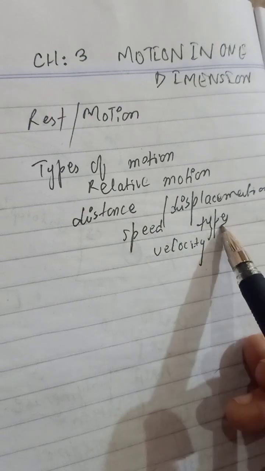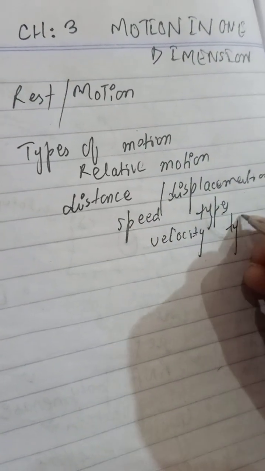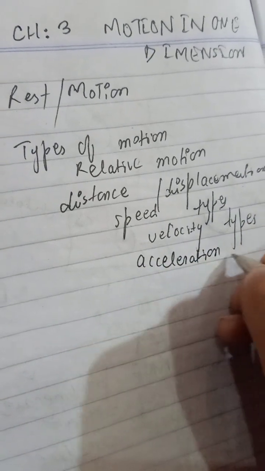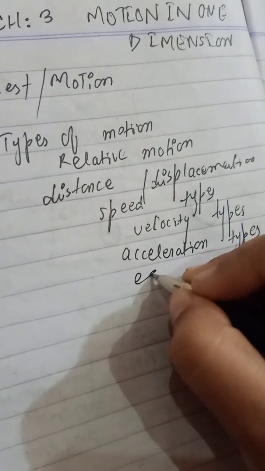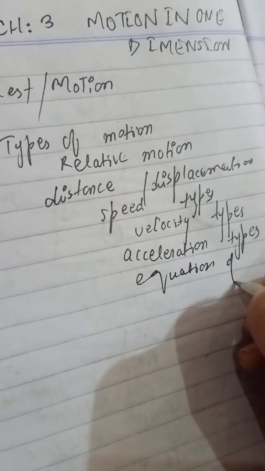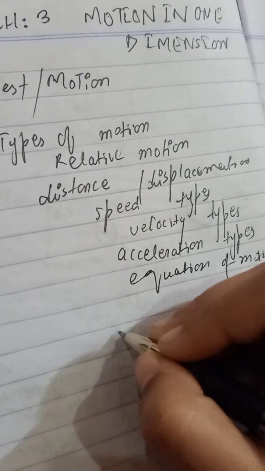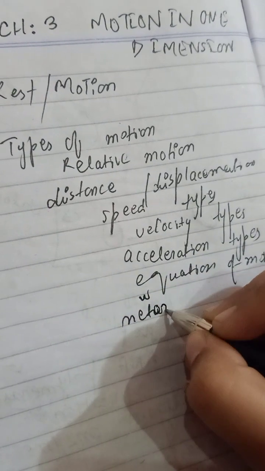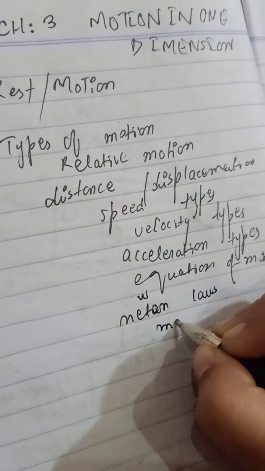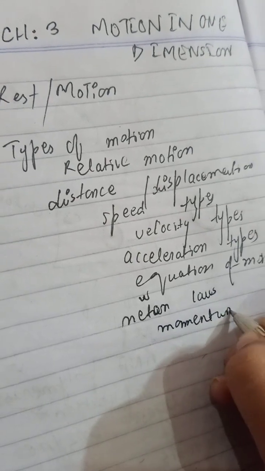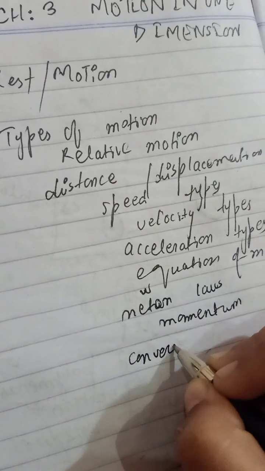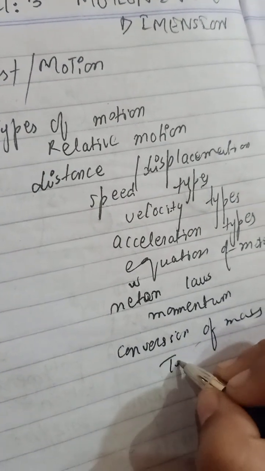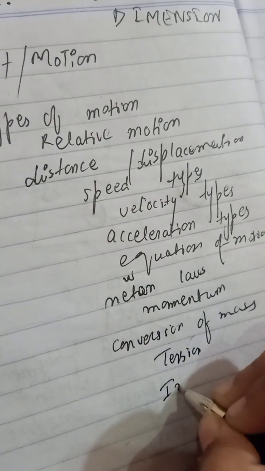you can say speed and speed types, velocity types, acceleration types, equations of motion, Newton's laws, momentum, conservation of mass, tension, inclined plane.